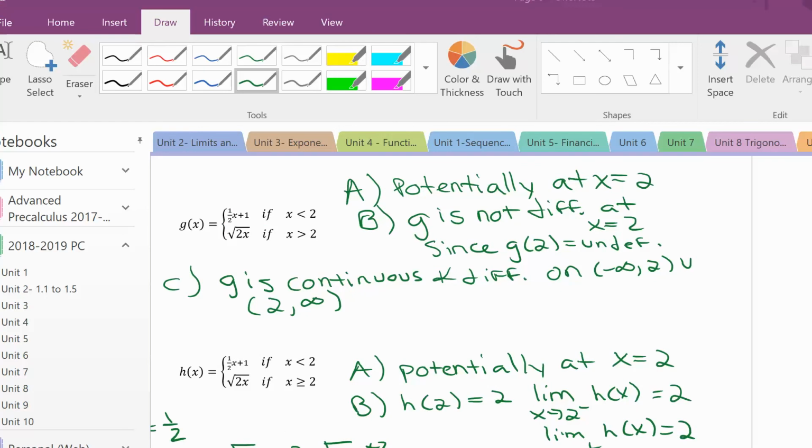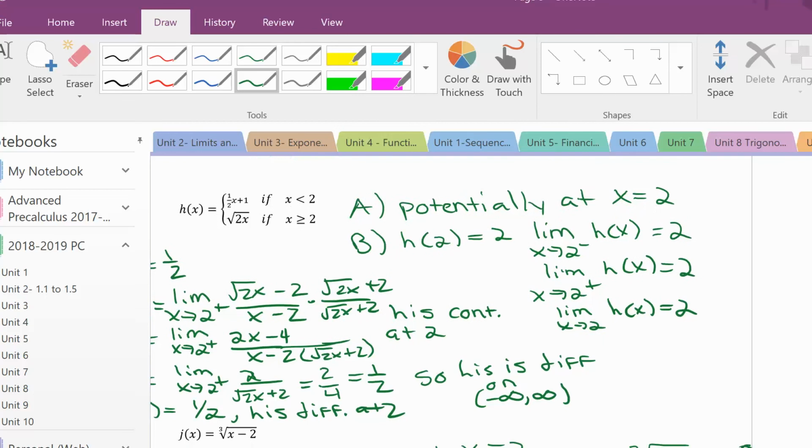All right, first one, potentially it's not differentiable at 2 because that's a changing point for the piecewise. And it's not differentiable at x equals 2 because notice it's not defined at g of 2, so therefore it's not continuous, which means it's not differentiable. So therefore it's continuous and differentiable on that interval from -infinity to 2 and 2 to infinity.